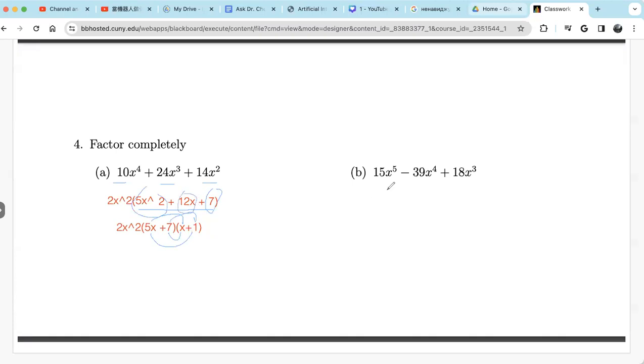Okay, let's see B. In B, we see 3x cubed as a common factor. We always factor out the common factors. So 3x cubed. Then we're left with 5x squared for the first one, minus 13x, second one, plus 6, right? So we factor out the common factors first. Then we think about this trinomial. Inside the parentheses, we have 5x squared, and I think this is factorable. So carry on, 3x cubed, then 5x squared, only one way to factor, 5x and x.